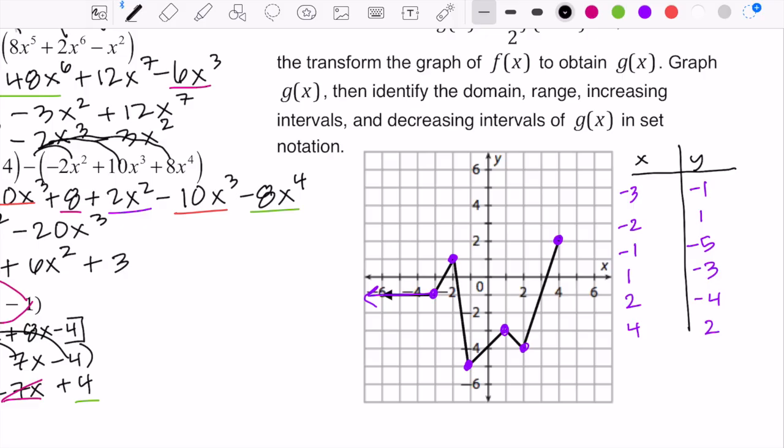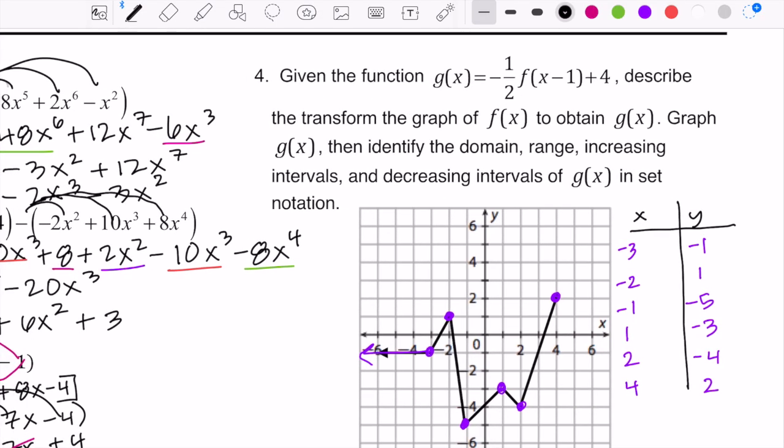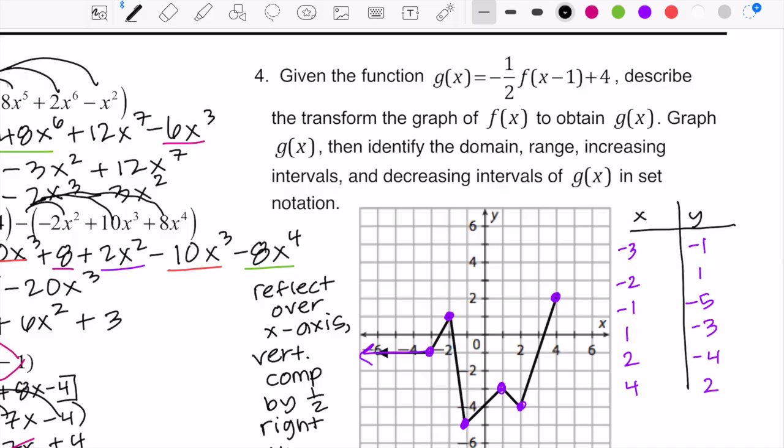This says to state the transformation. So right here we have reflect over x-axis. Make sure you put over x-axis. Okay, you will get marked down if you just put reflect, because in the math world there's lots of reflections. You need to be specific. Then we're going to do vert compression by 1/2. So make sure you put vert or vertical and compression, because there's horizontal and there's stretches. So we want to be clear by a factor of 1/2. And then we're going to go right 1 and up 4.